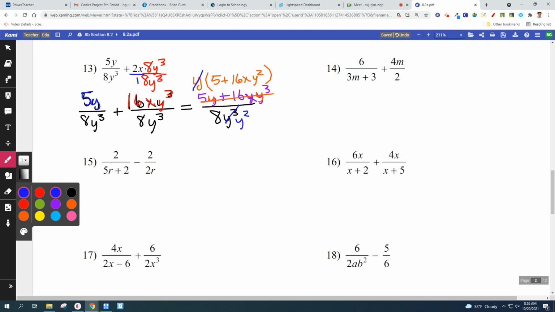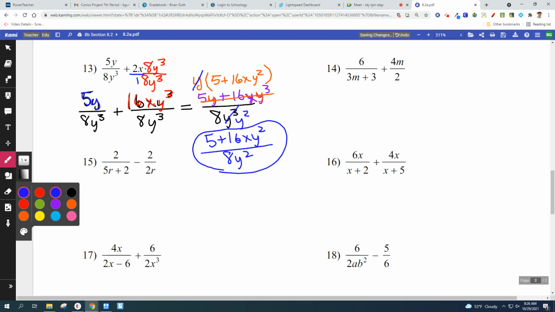All right, this one's pretty hard. Left, remaining on the top, I've got 5 plus 16xy squared, and on the bottom, I've got 8y squared. Can I cancel out that y squared? Absolutely not.